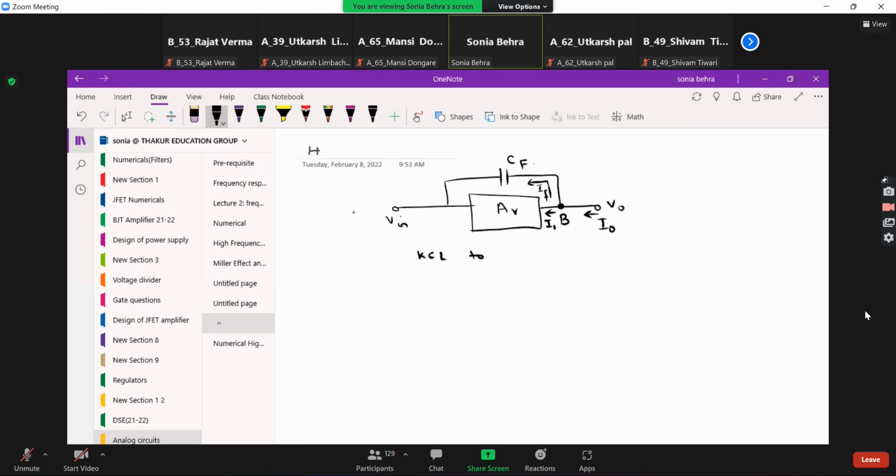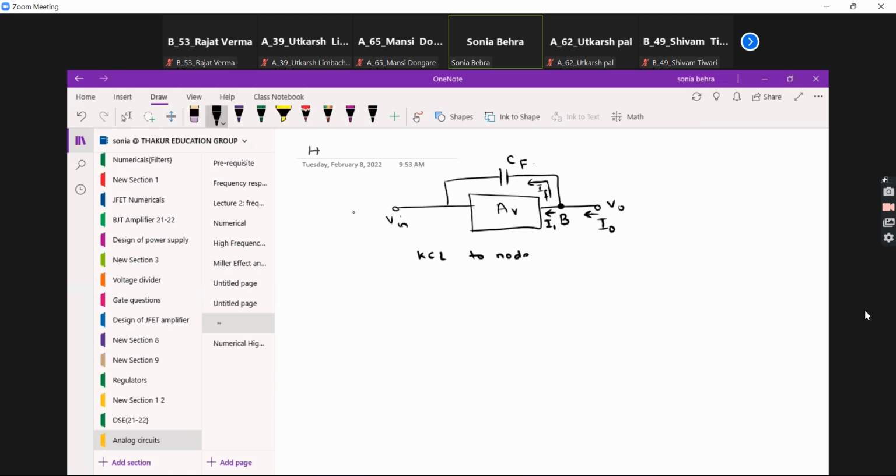Node B, KCL to node B. So if you apply KCL to node B, you see that IO is equal to I1 plus IF. Okay. So now you have to write this in terms of VO, because we want to find out the effect at the output side. So you will write everything in terms of VO.